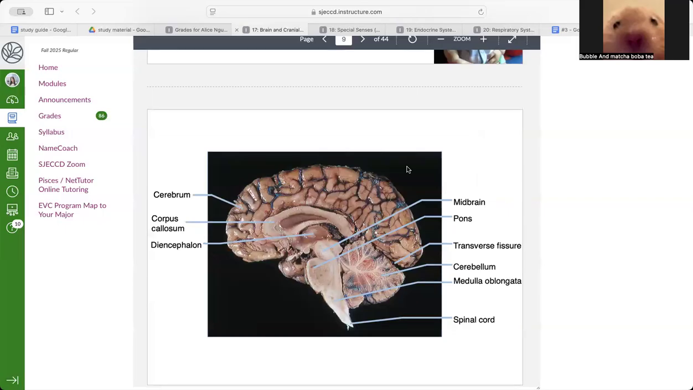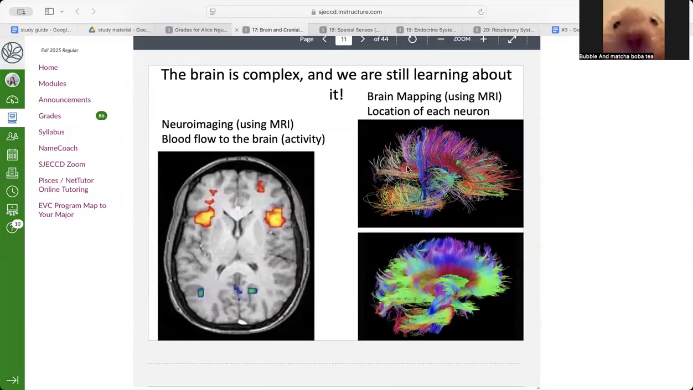Okay, so neural mapping uses MRI. It checks the blood flow of the brain to see where the brain is being active. If you see blood flow in a certain portion, that means you're currently using that portion of the brain. Neural mapping pinpoints the precise location of each neuron. They focus on myelinated axons and use them to map connections between neurons.